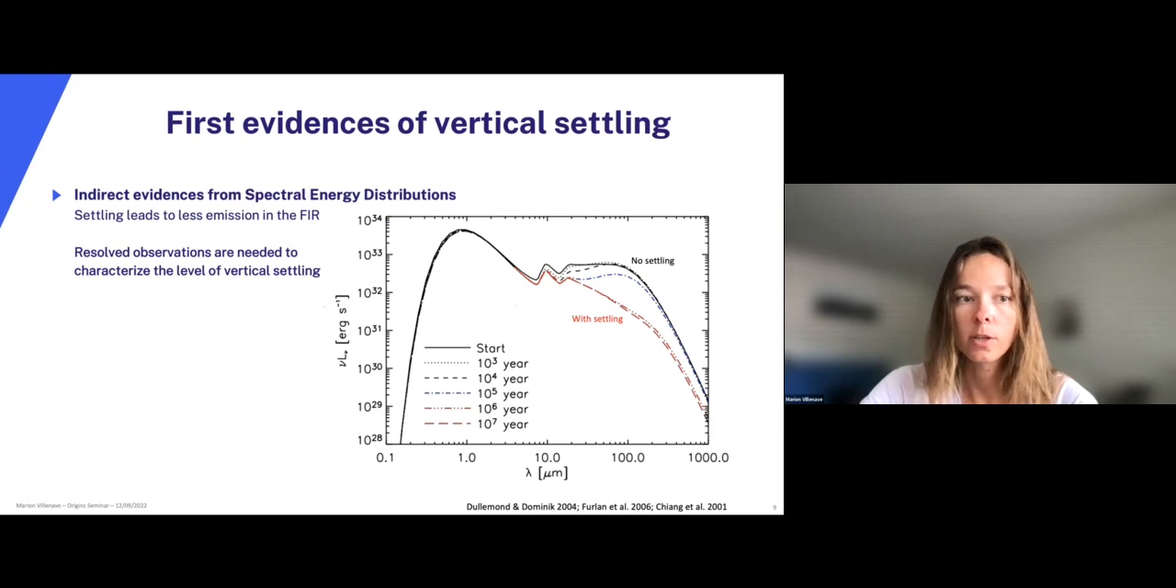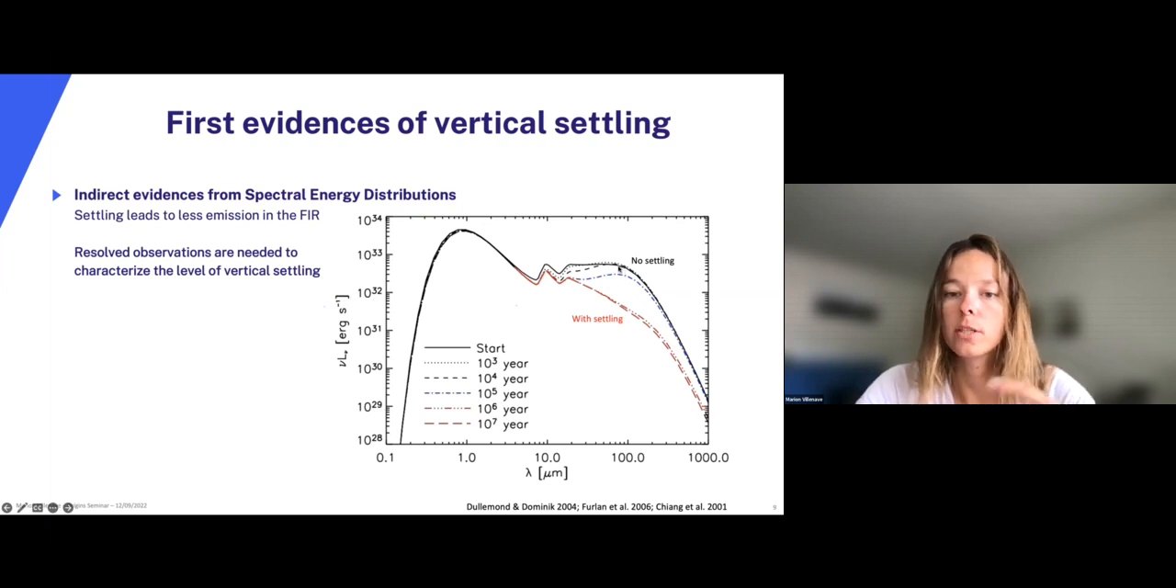And so there was evidence for vertical settling already some time ago, based on the spectral energy distribution. As you can see in this plot, there is a clear difference at 100 micron between two models, a model without settling and a model with settling. If there is no settling, then the flux at 100 micron is much higher than the flux when there is settling at these wavelengths.